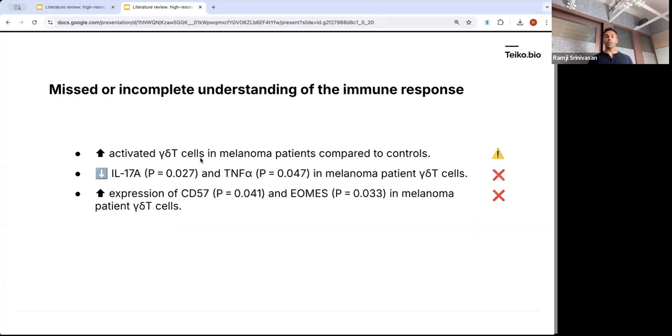You can see a little bit of the gamma delta T cells in melanoma patients, because we can resolve that one population, but you miss a lot of the other findings. For example, IL-17A and TNF-alpha are missed, as is the expression of CD57 and EOMES. So you basically get a missed or incomplete understanding of the findings. We went to a high level of detail for that first paper. For the second and third paper, we're going to perform a similar exercise.